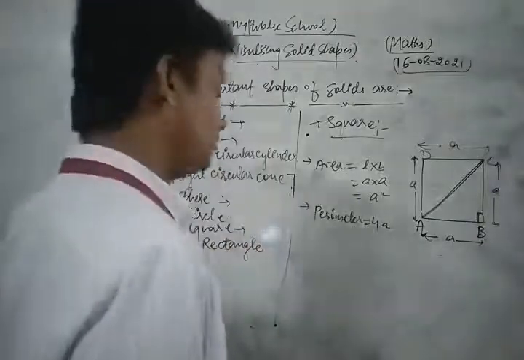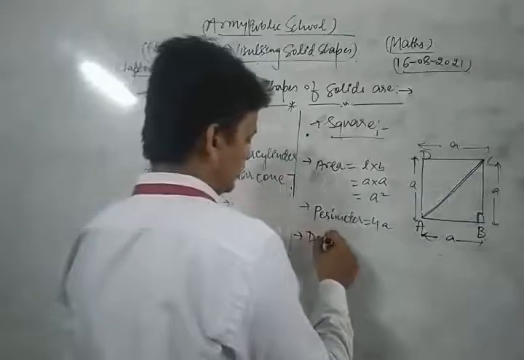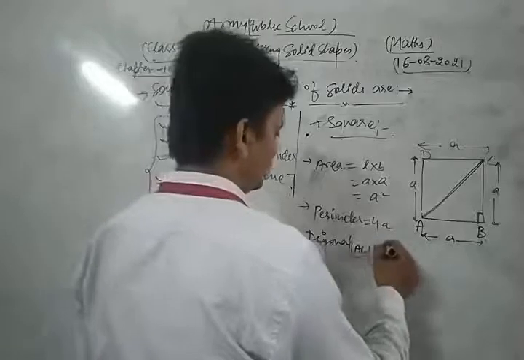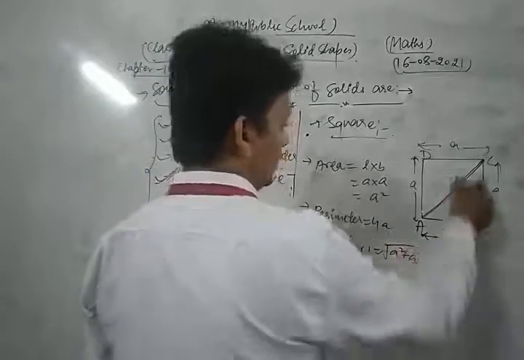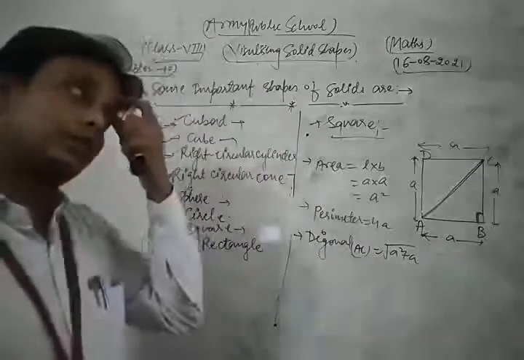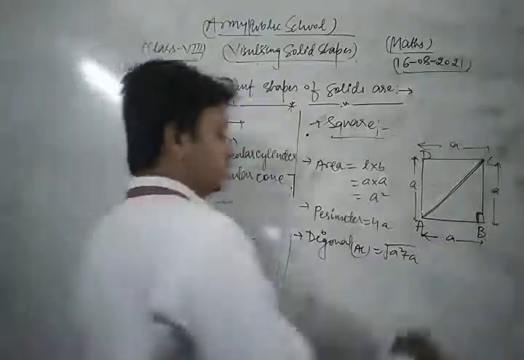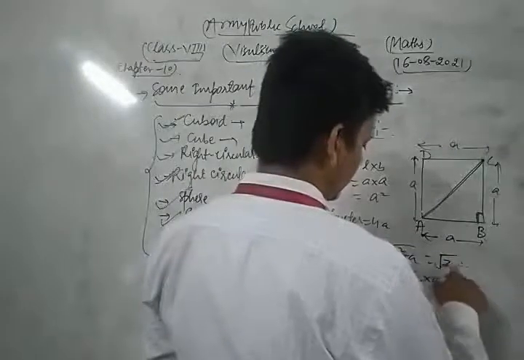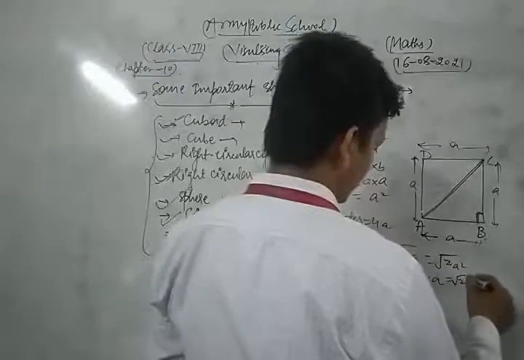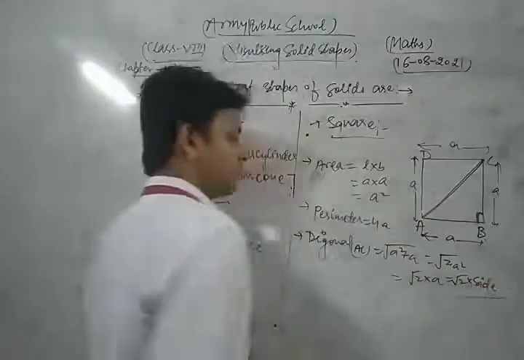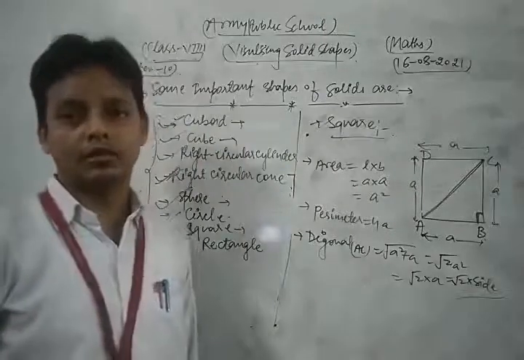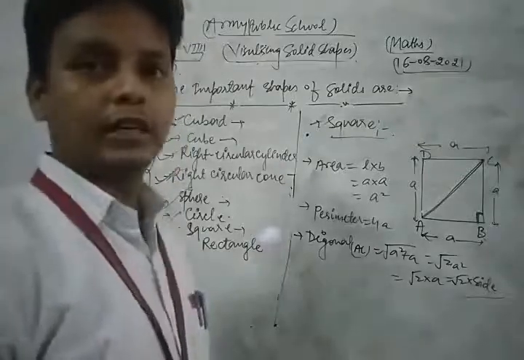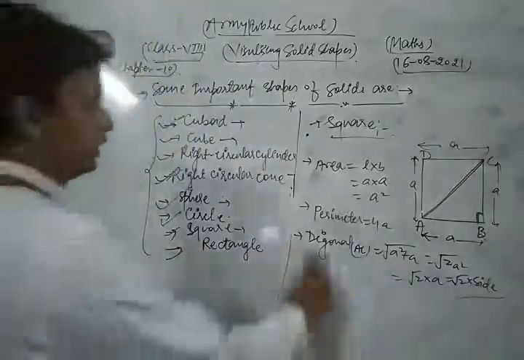Next one, its diagonal. Its diagonal AC is equal to the square root of A square plus A square, with the help of the Pythagoras property that hypotenuse square is equal to base square plus perpendicular square. So we get square root of 2A square, which is square root of 2 into side. This is the formula for diagonal of a square. So in this way we clear the concept of square. Now we are going to discuss the next solid.